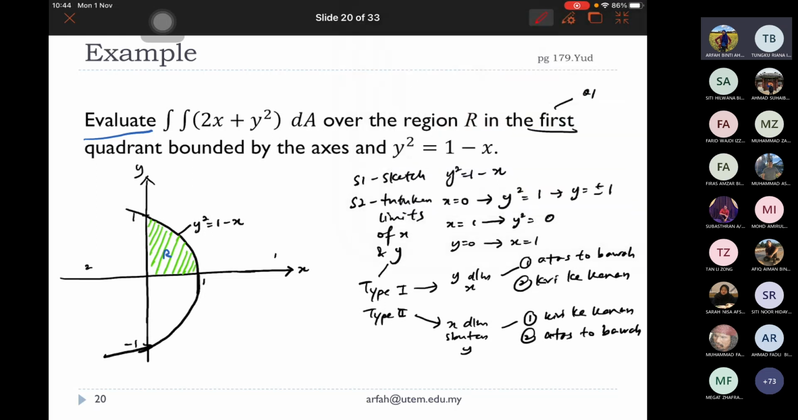Let's say kita buat type 1 dululah. Atas ke bawah. Okay. Pada atas ke bawah, first, and then kiri ke kanan, second. So what will be the boundary for type 1? So y dalam sebutan x. And what will be the x?